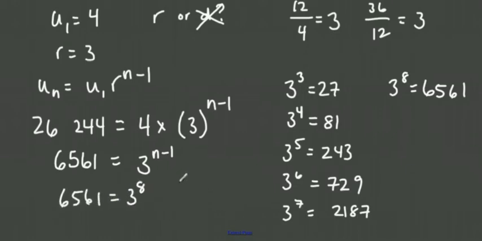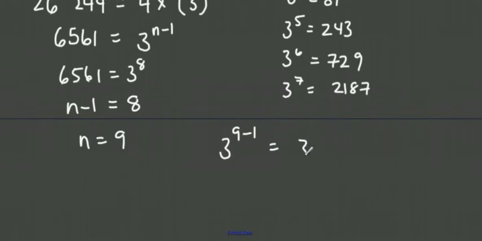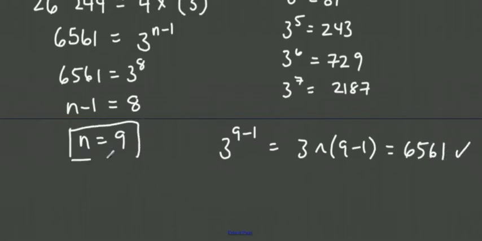That means that n minus 1 is going to be equal to 8. So n must be equal to 9. I can check that. 3 to the 9 minus 1 in my calculator, and that is equal to 6,561. So that works, and n is equal to 9. So that's the number of terms I have. That was the answer to A.